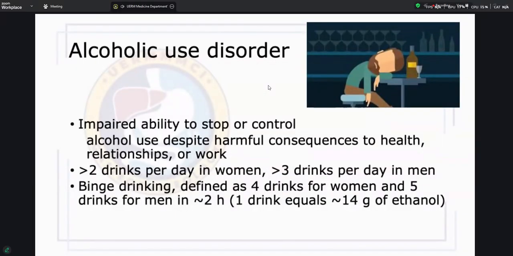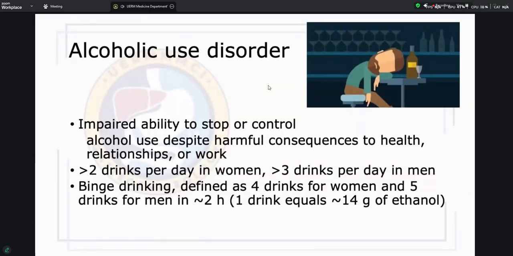People drink alcohol for a variety of reasons. Maybe for fun, maybe to unwind and relax, maybe to celebrate, and many more other reasons. But if there is an impaired ability to stop or control alcohol use despite harmful consequences to health, relationships, or work, then that is alcohol use disorder. Alcohol use disorder represents a spectrum from mild to severe based on how many symptoms are present.